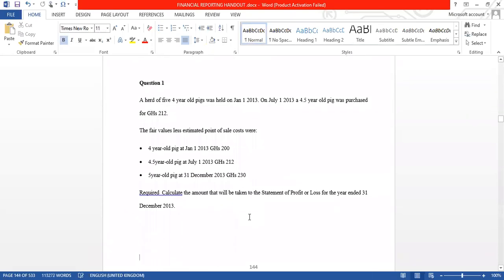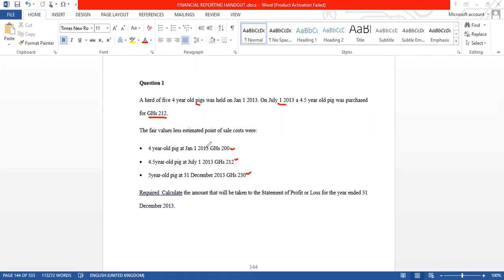All right, so there's a question here we need to go through. It said a herd of 5-year-old pigs was held on January 1, 2013. On July 1, 2013, a 4.5-year-old pig was purchased at this price. Now, the fair value less estimated point of sale cost is figured here for us.